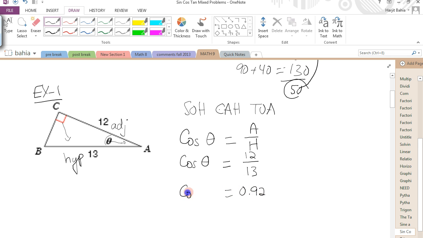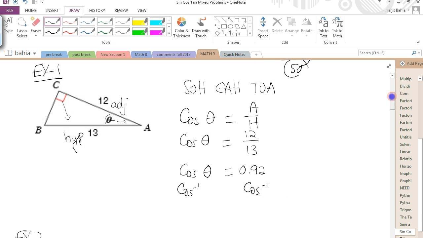And then we have to figure out what theta is. But theta is being multiplied by this cos. How do you get rid of cos? Do you remember? Well, you have to do the opposite of cosine, which is the inverse cosine, which is shown like this: cos to the -1. We have to do the same thing to the other side. Cos to the -1, or inverse cos as they call it. When you inverse cos a cos, the cos goes away.